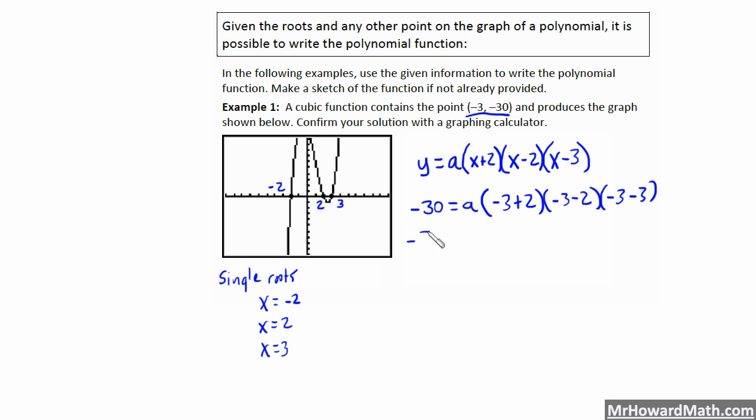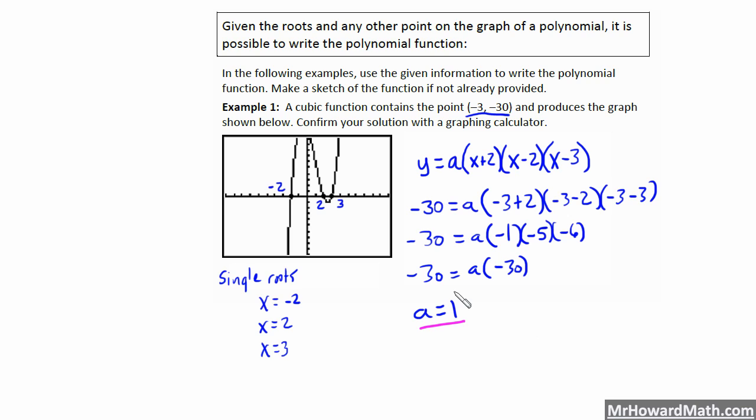Alright, so simplify this a little bit. So -30 equals a times -3 plus 2 is -1, times -3 minus 2 is -5, times -3 minus 3 is -6. So that would be -30 equals a times -1 times -5 is 5. 5 times -6 is -30. So divide by -30 and we're going to get a equals 1. Alright, so in this case a happened to be 1, but it's not always 1.